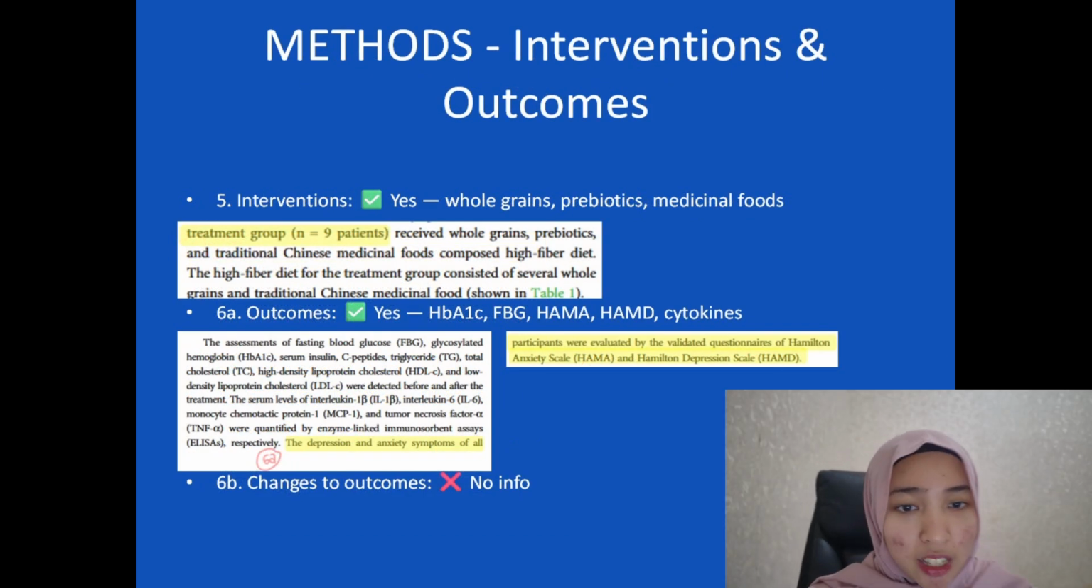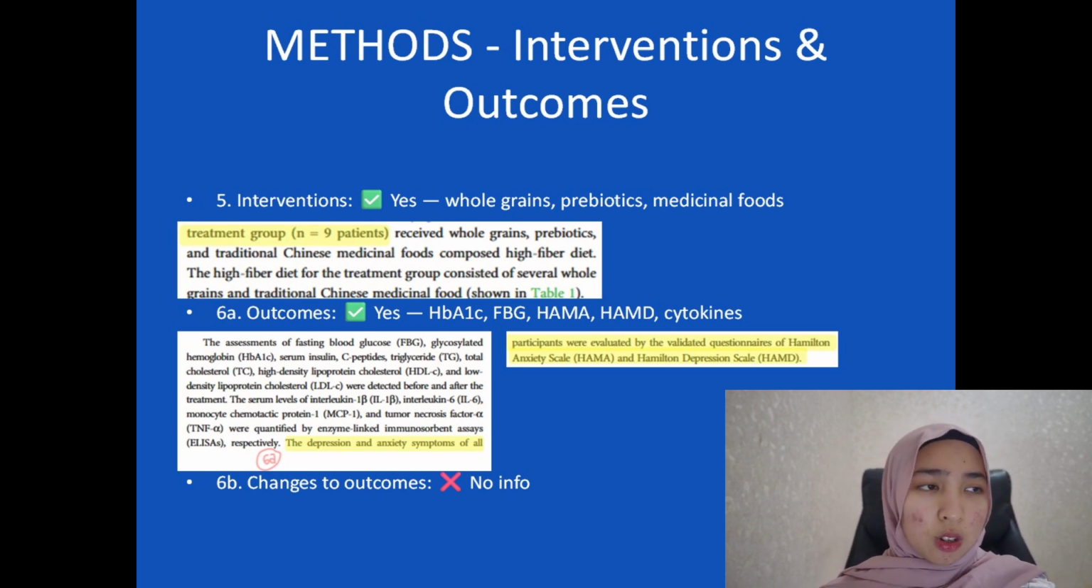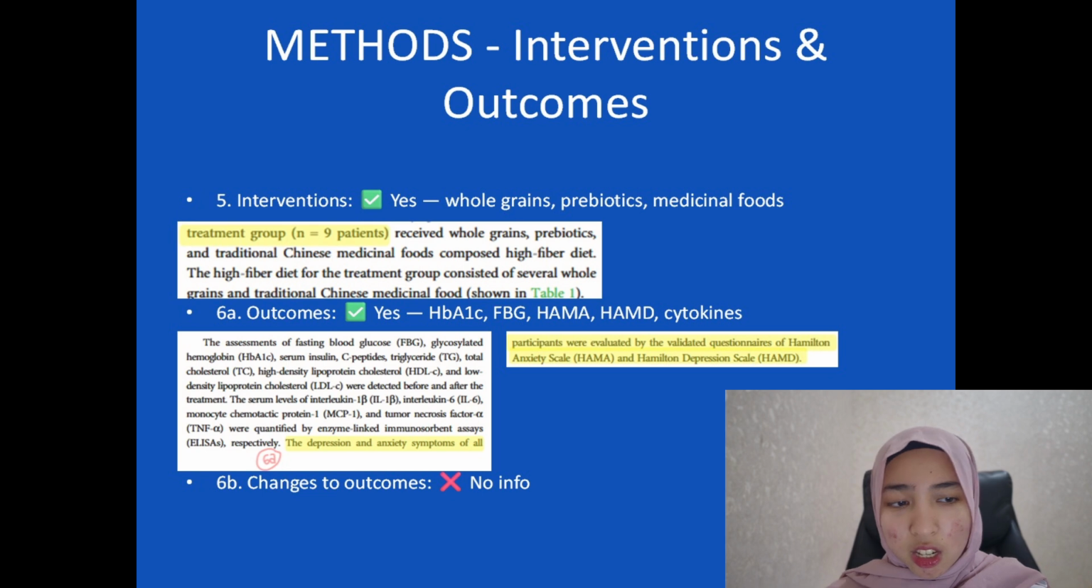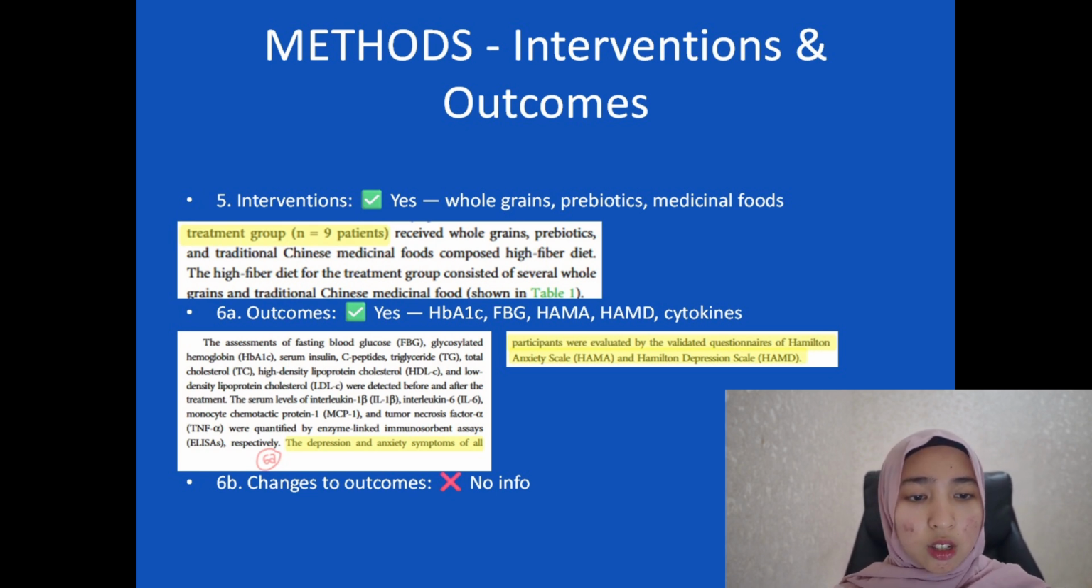And then the next part is item 5. It's all about describing the intervention in detail. This article covers it well. In this article, there is a quote: the treatment group received whole grains, prebiotics, and traditional Chinese medicinal foods, composing a high fiber diet. From this quote, we can understand exactly what each group received.